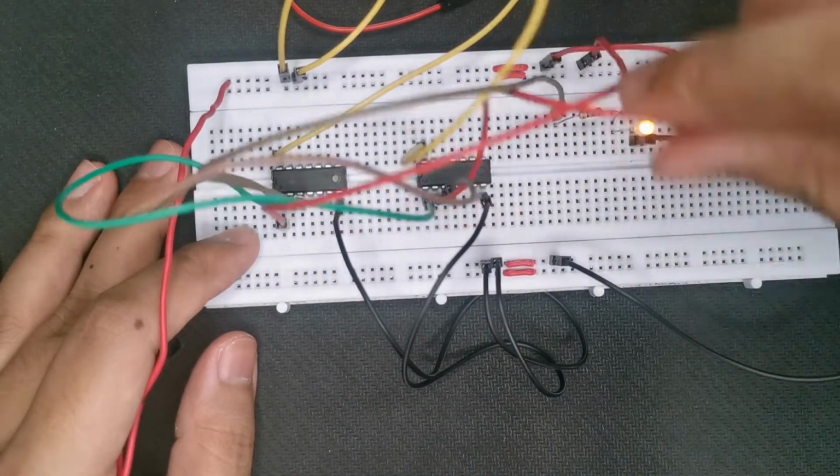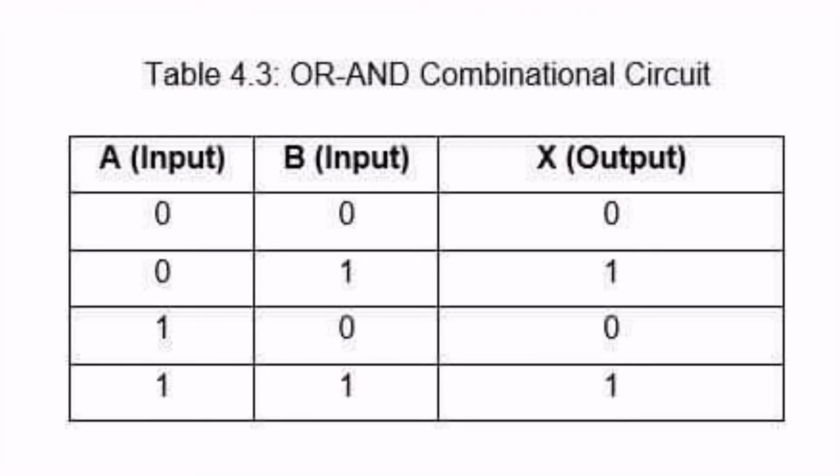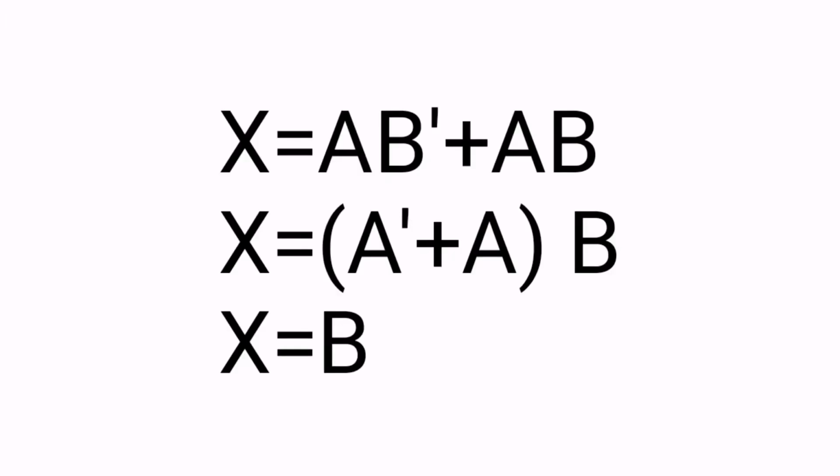The output will only be in logic 1 if input B is at logic 1. If not, it will be at logic 0. Based on the data gathered, we can derive the Boolean equation x equals a prime b plus ab, and simplifying it, we will have an equation of x equals b. So if b equals 1, then x, or the output, will also be 1.